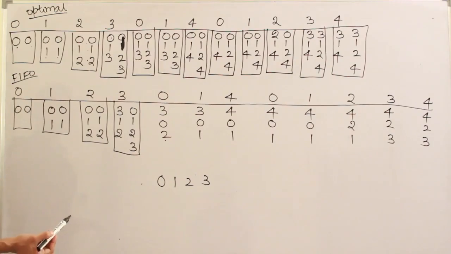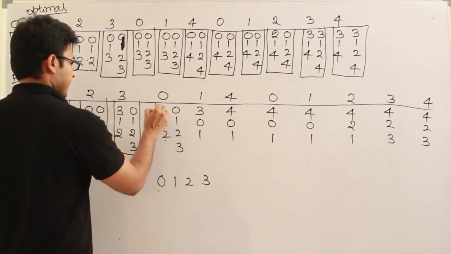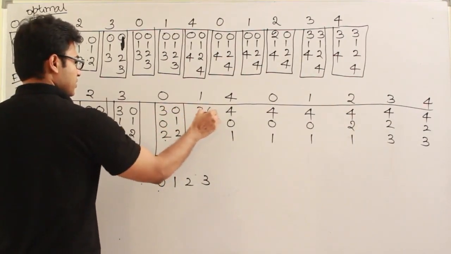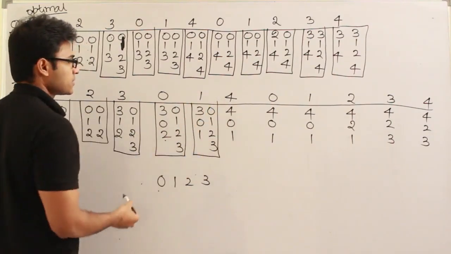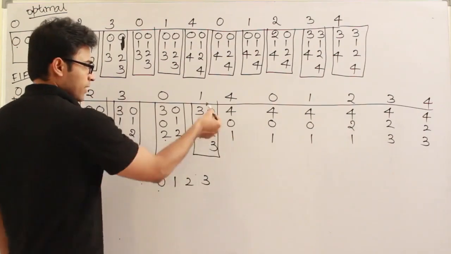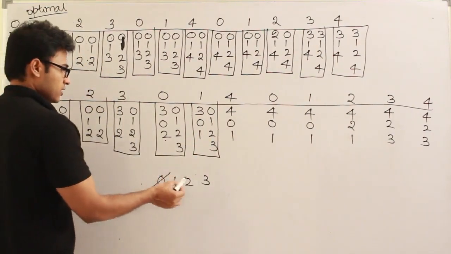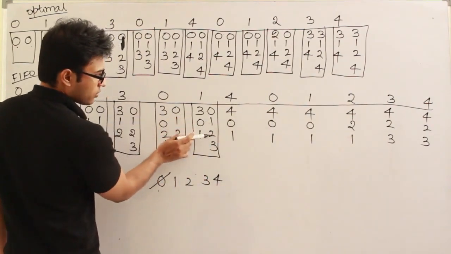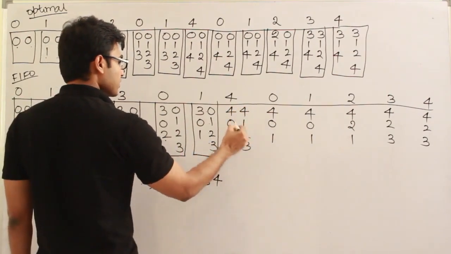Now when 0 is referred again, it is already present, therefore there is no change at all. When 1 is referred, 1 is already present, therefore there is no change in the state of the pages in the frames. When 4 is referred, finally we have to go for a page replacement. 0 will be replaced with 4, so 0 1 2 3 becomes 4 1 2 3. Got it?